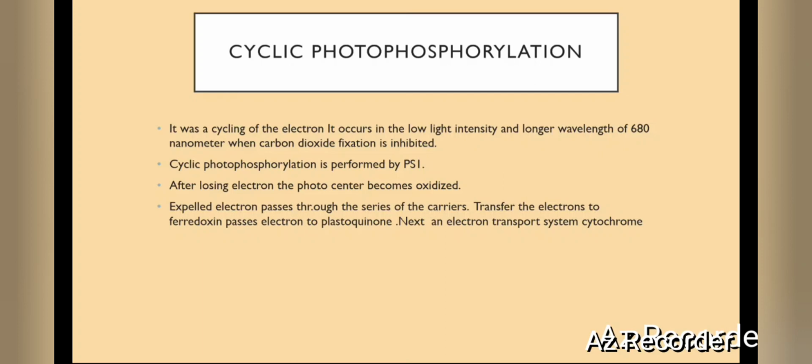After losing an electron, the photocenter becomes oxidized. The expelled electron passes through a series of carriers. Transfer of electrons to ferredoxin passes the electron to the plastoquinone. Next, an electron transport system, cytochrome.